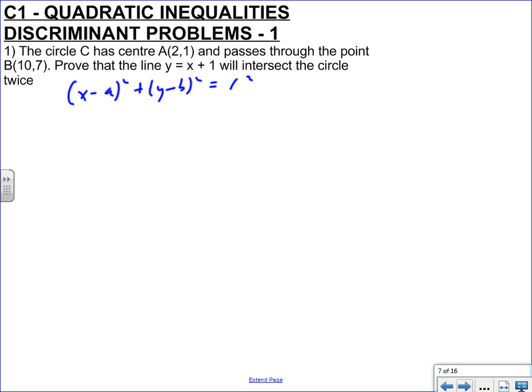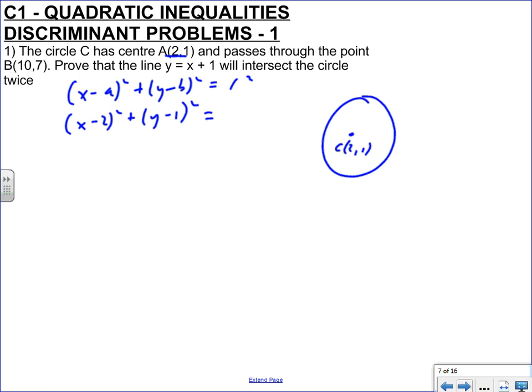So a and b are the center. We know the center is (2, 1), so straight away we can write that circle as having this equation. We also need to know the point. So quick, always drawing pictures when you're dealing with circles. So you can call it A or C for center here, and then (10, 7) for B. So we're trying to find the radius. How do you find the radius? Because we need radius squared here. Well, it's the distance between the 2 points, isn't it?